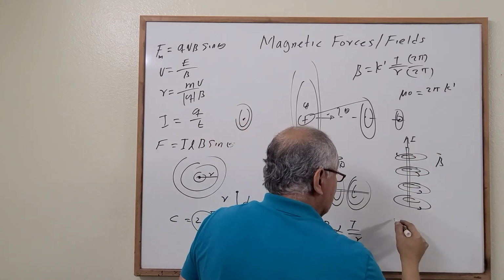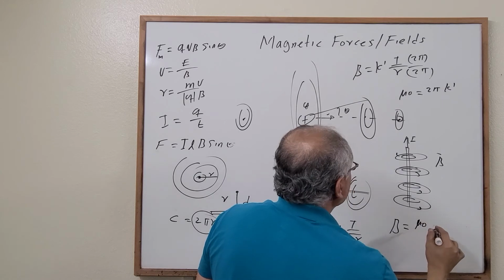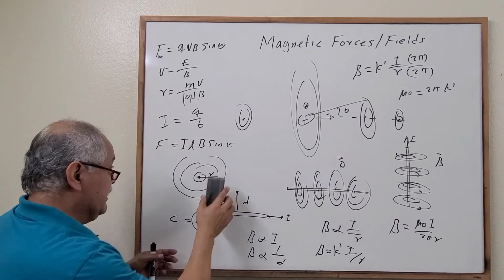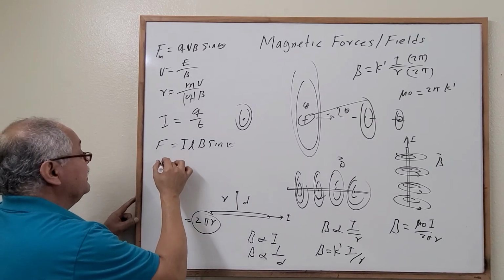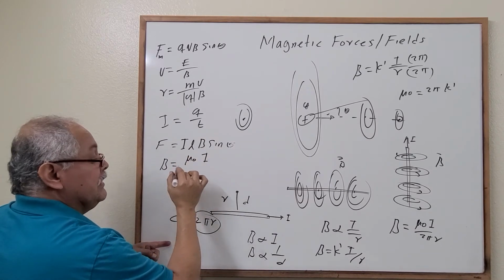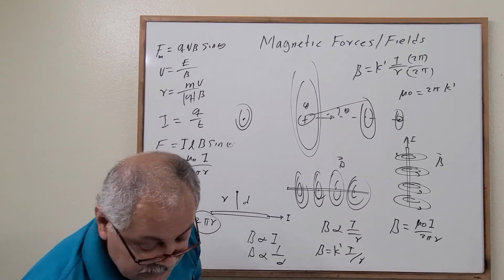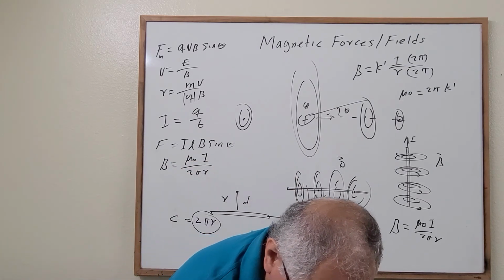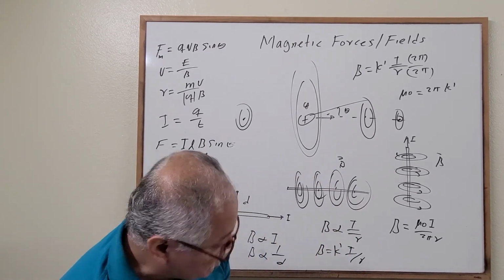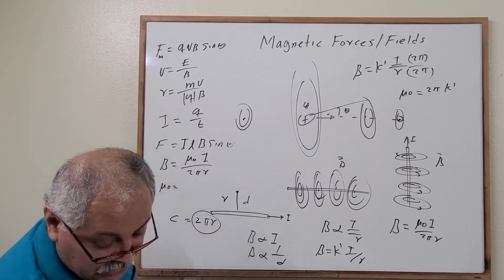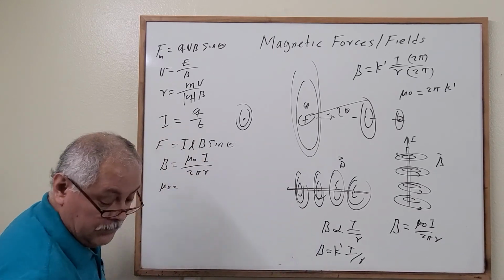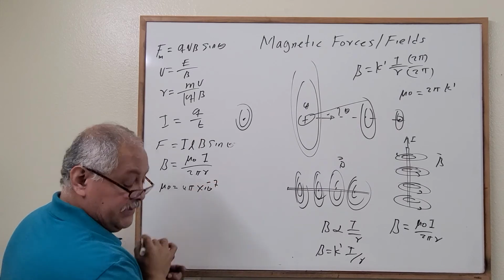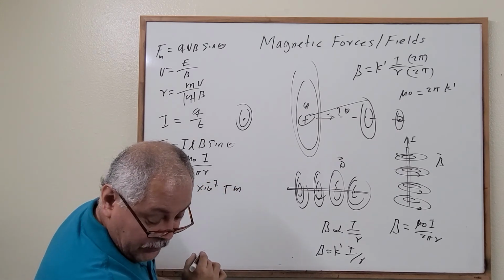When we do that, what should be the magnetic field? B is equal to mu naught times current divided by 2 pi r. And this is the formula that is used for this case: magnetic field intensity is equal to mu naught I divided by 2 pi r. In this case, mu naught is a constant equal to 4 pi times 10 to the negative 7 Tesla meters per amp.